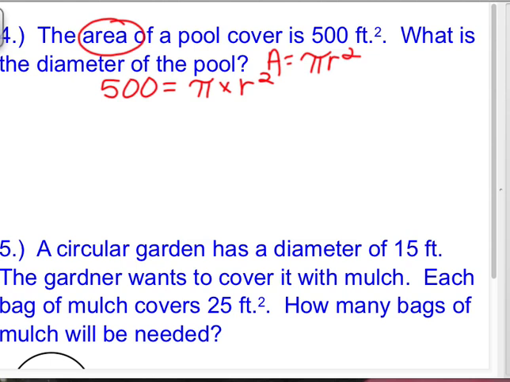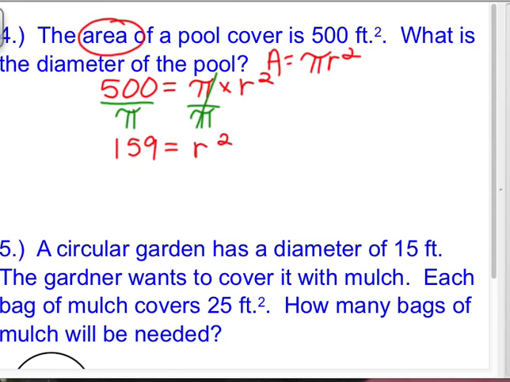So who needs to move away from the radius? That pi. And instead of multiplying by pi, you're going to divide by pi so that it goes away or cancels. So over here, we're going to divide by pi. And we get 159 equals r squared.